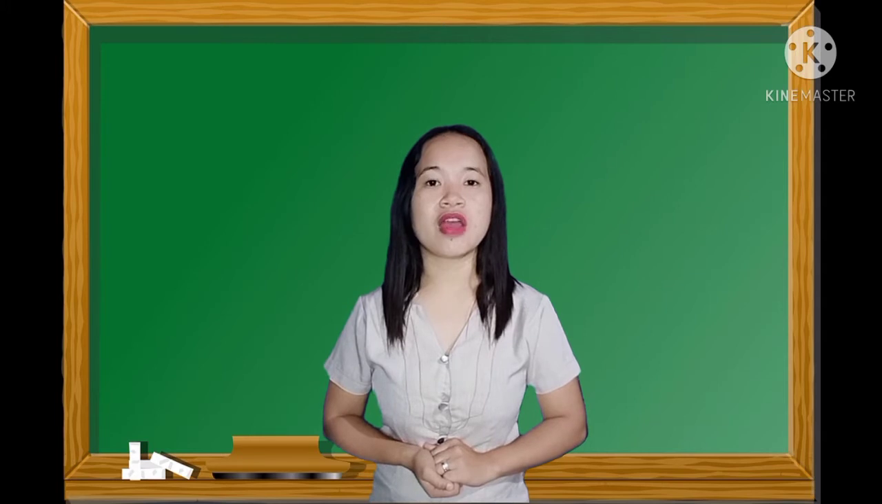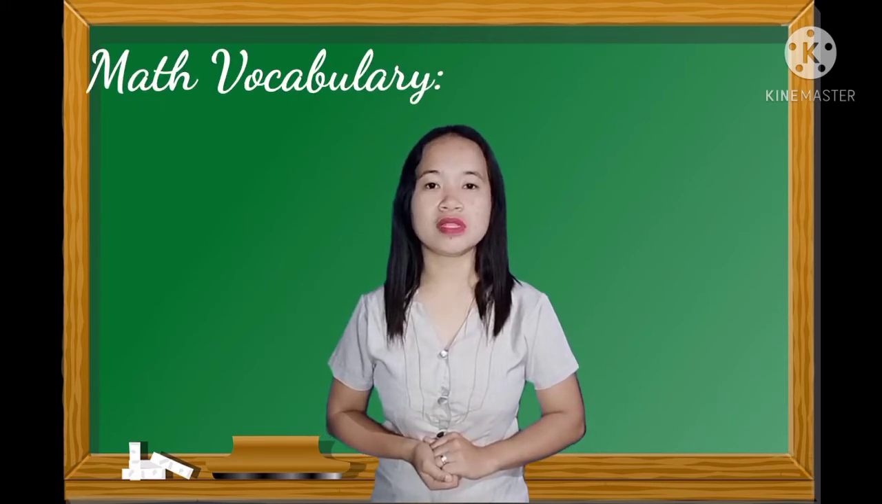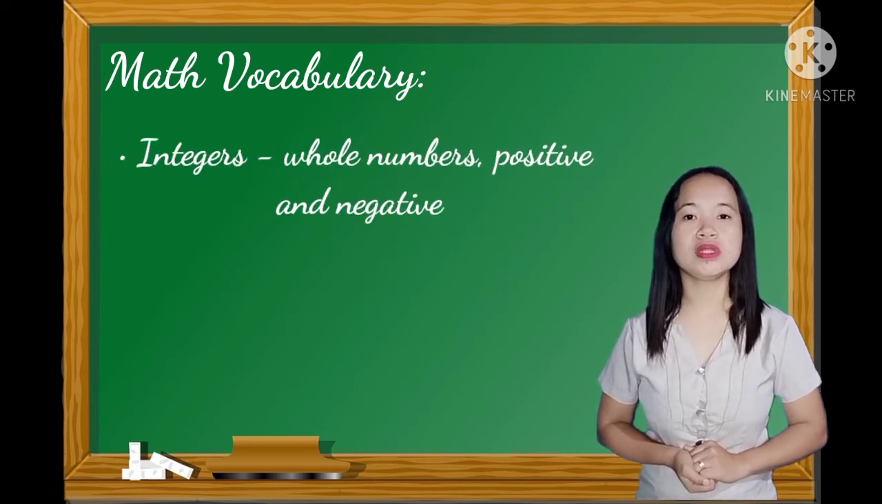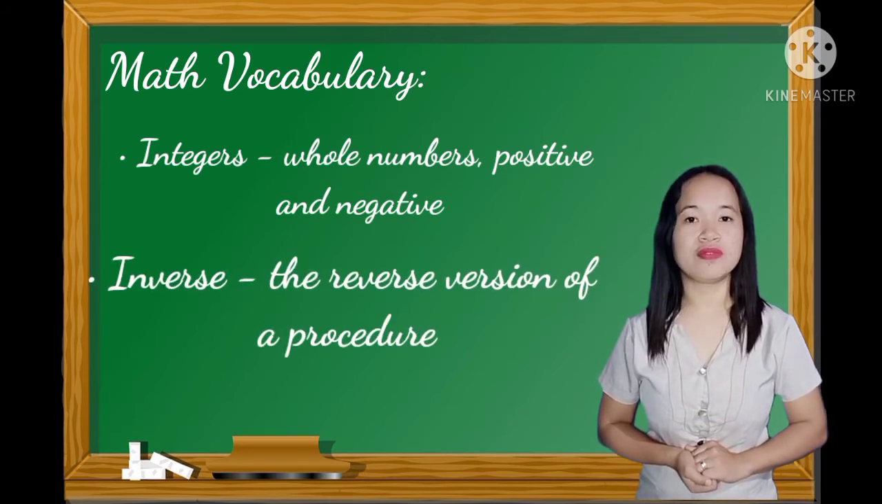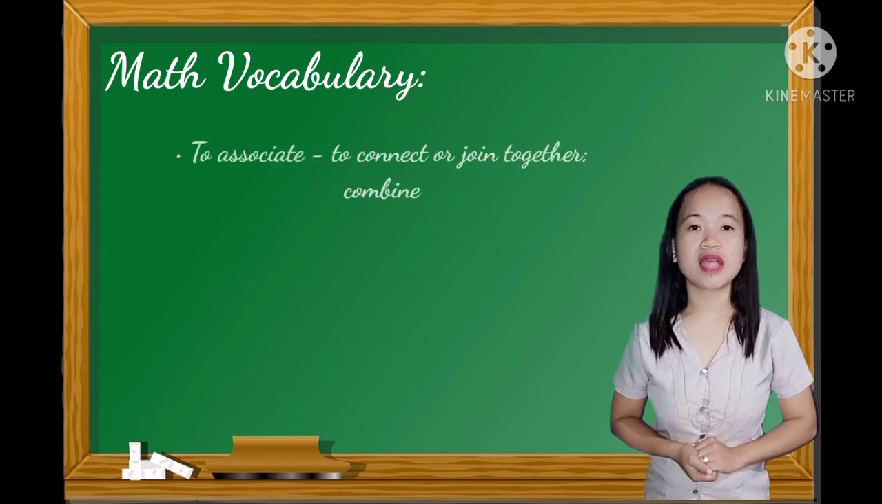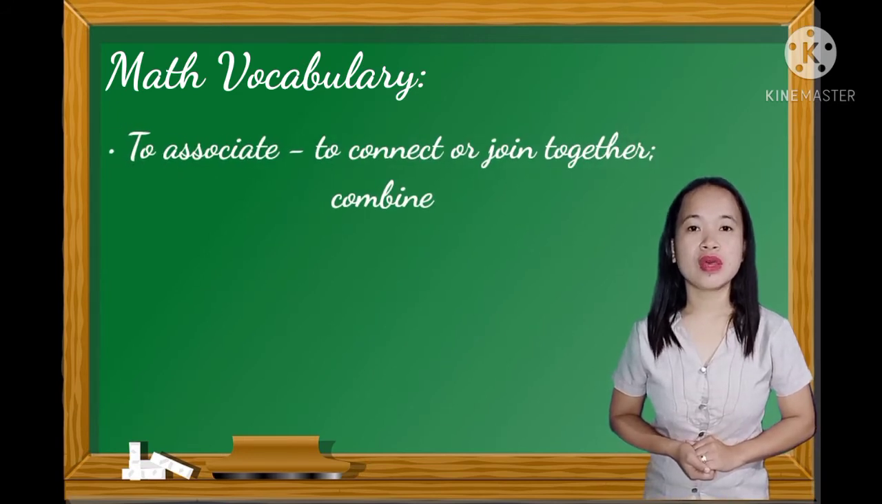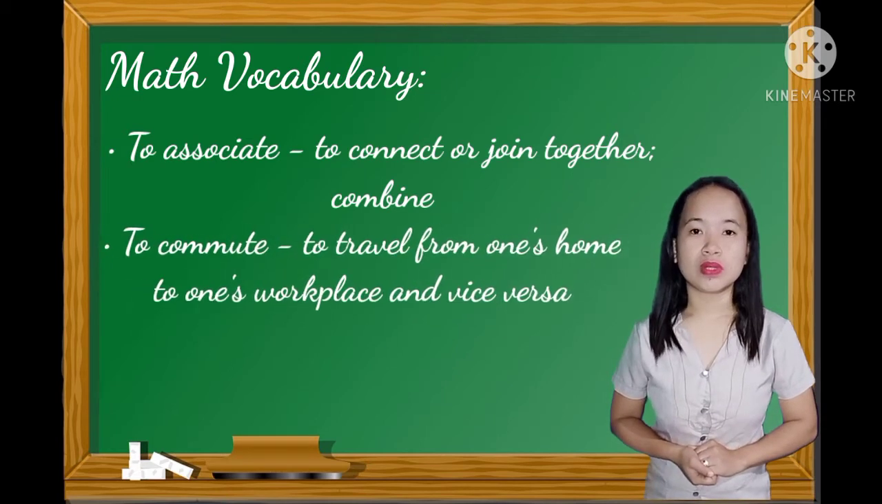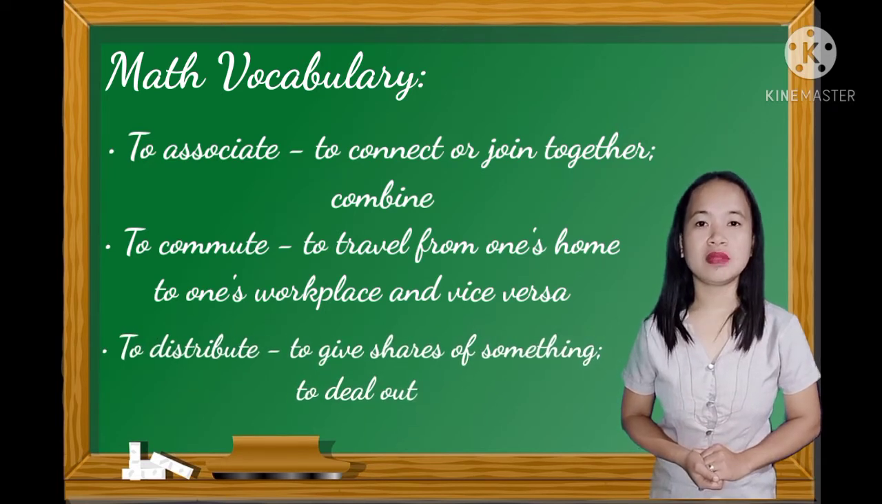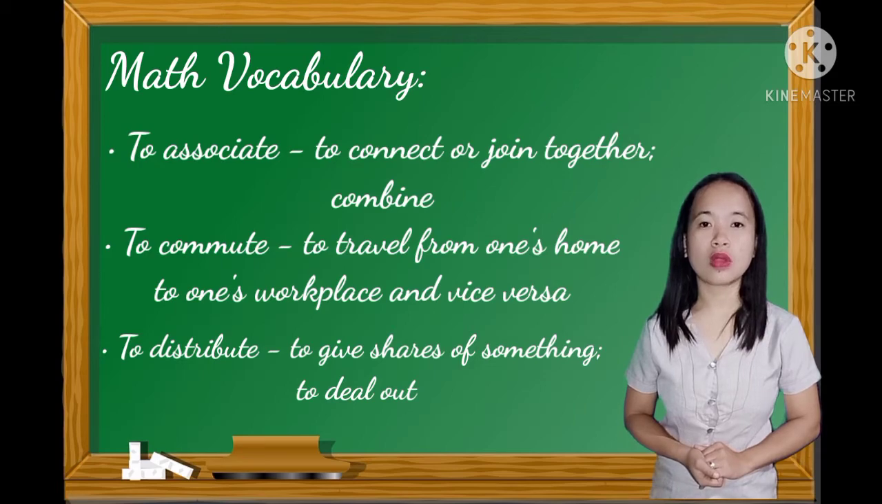As we go along in our lesson, here are some vocabularies that you should remember. First, we have integers. These are whole numbers which are either positive or negative. Next is inverse. It means the reverse version of a procedure. Next is to associate. It means to connect or join together or to combine. Next is to commute, which means to travel from one's home to one's workplace or vice versa. And lastly, to distribute. It means to give shares on something or to deal out.